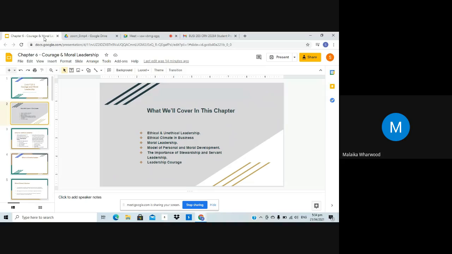What we'll cover in this chapter is ethical and unethical leadership, the ethical climate in business, moral leadership, the model of personal and moral development, the importance of stewardship and servant leadership, and finally, leadership courage.